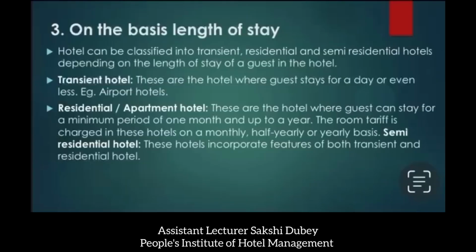Okay, now on the basis of length of stay. Hotels can be classified into transient, residential or semi-residential hotels depending on the length of stay of a guest in the hotel. Now what are transient hotels?